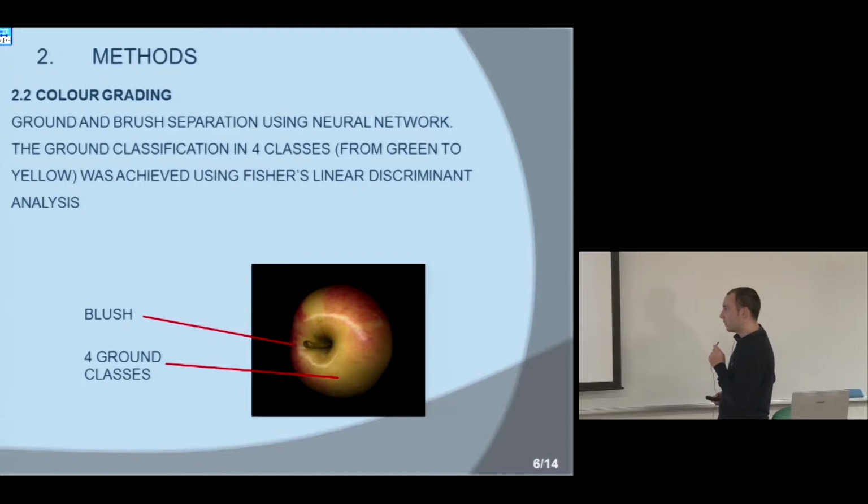After that, we have the color grading. We need to separate, first of all, the ground color and the blush using a neural network. And we also have to classify in 4 classes, from green to yellow. To do this, we use Fisher linear discriminant analysis.